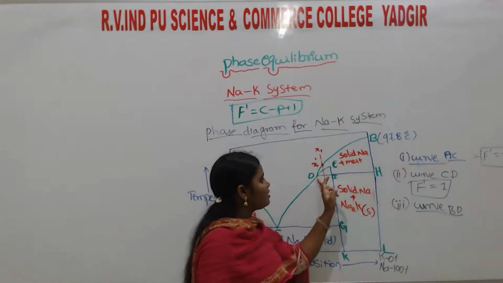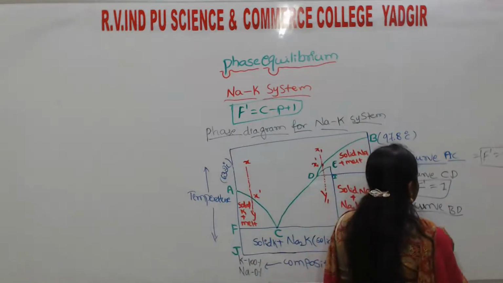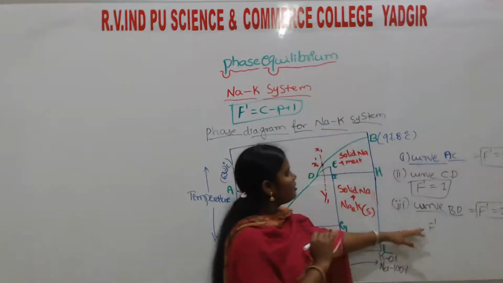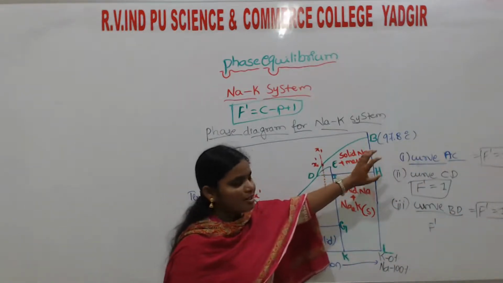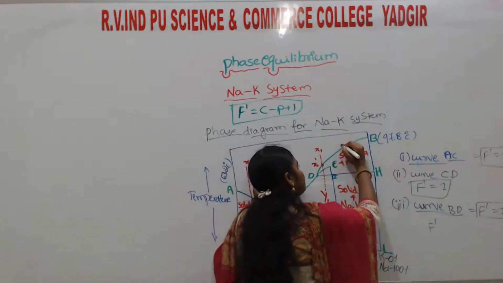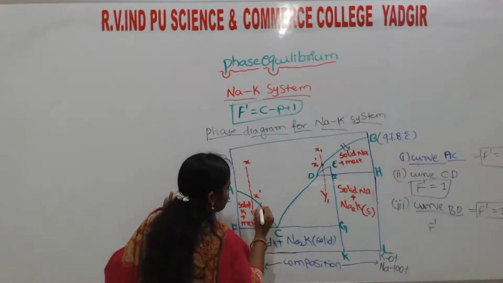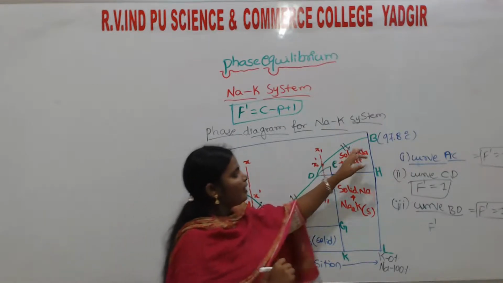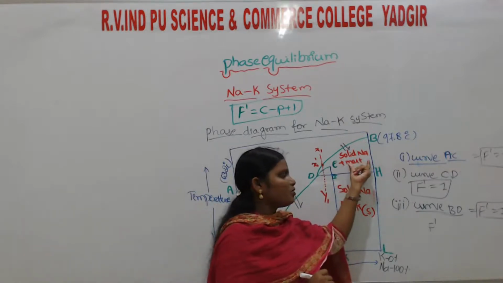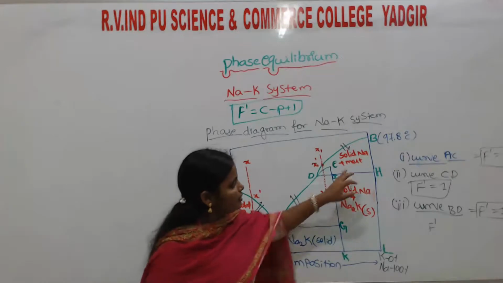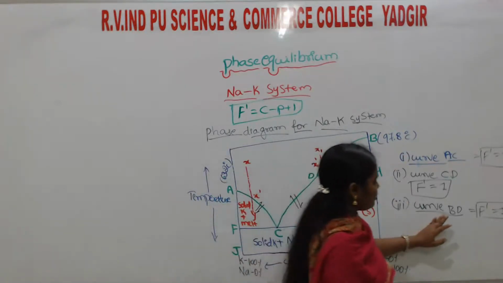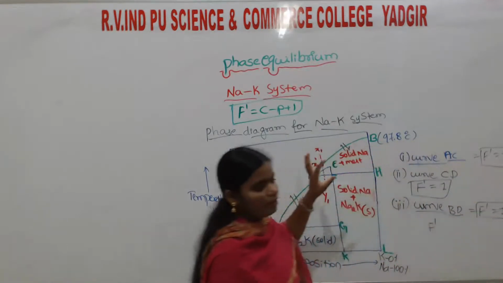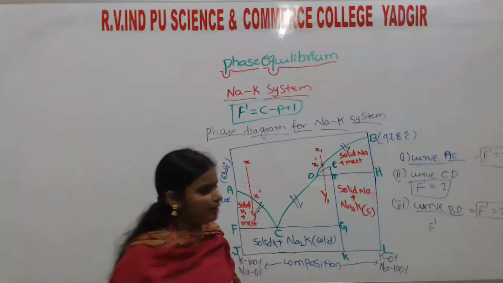This curve, the BD curve, is also monovariant in nature. F dash is equal to 1. Along this curve, in the equilibrium state, one phase is solid sodium and another is the melt. Along this BD curve the degree of freedom is 1, so this system is also monovariant in nature.